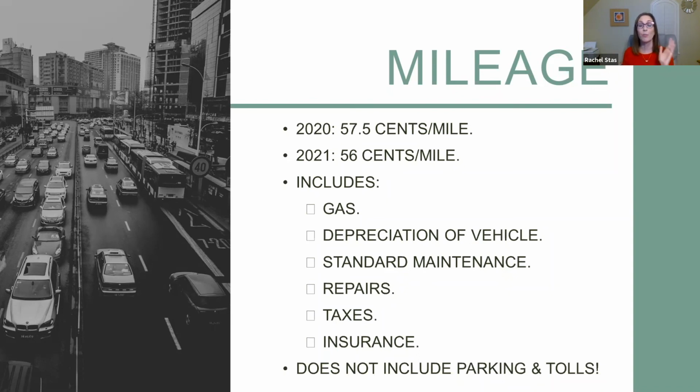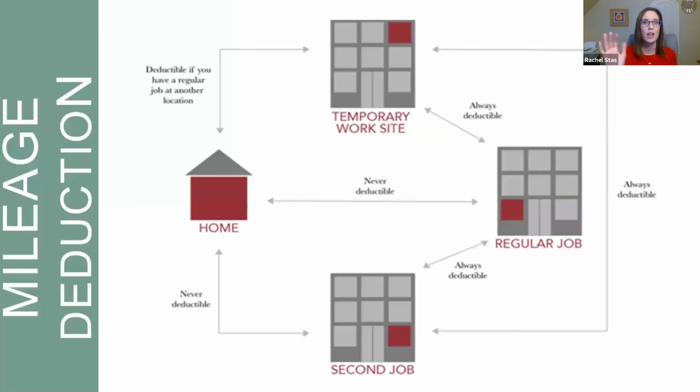This does not include parking and tolls, though. So you get to take those on top of your mileage, so make sure that you keep track of that as well. The trickiest part with mileage is what is considered business mileage. If you have a regular job and you drive from home to your regular job, you can't include that. That is considered commuting, and commuting is not deductible because the IRS says everybody commutes. That's just a cost of living.